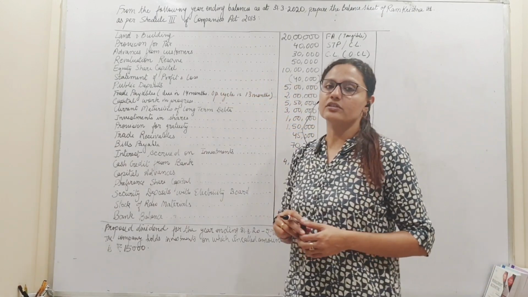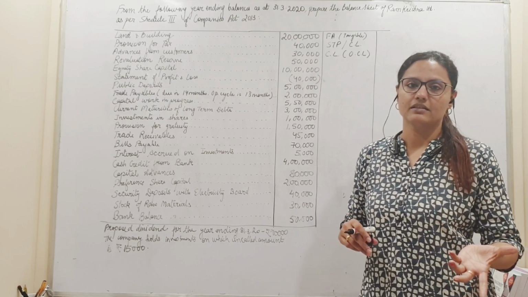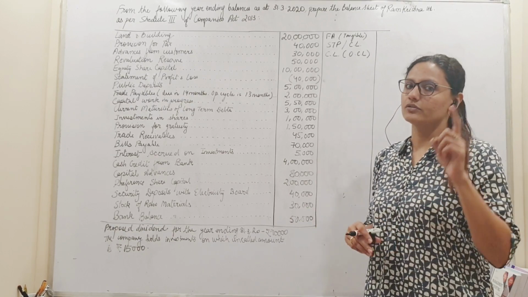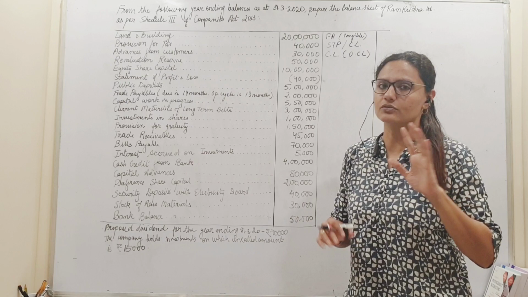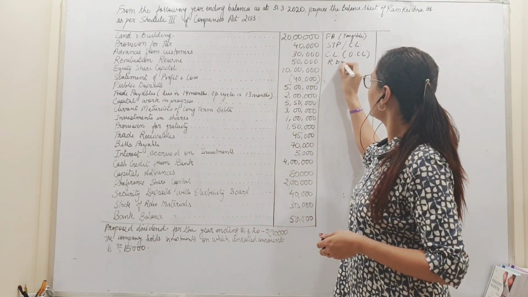Then revaluation reserve. It is a reserve created out of revaluation of fixed assets. So now it's a specific reserve, should be shown under reserves and surplus. कोई भी reserves and surplus हो जाएगा. So this will go under reserves and surplus.